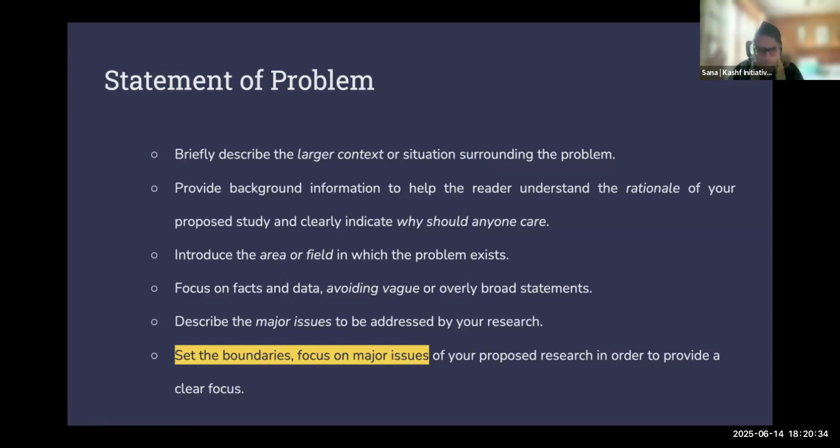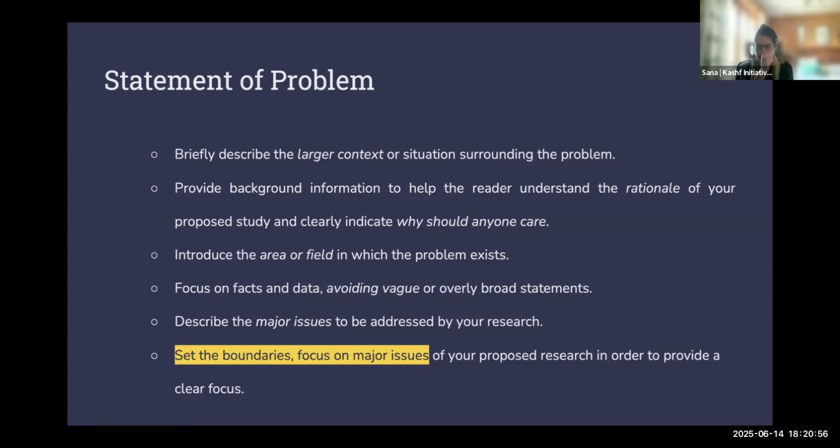Why are you doing what you're doing, and clearly indicate why anyone should be bothered about it. Why should I care about it? Why should anyone care about this topic? So you then introduce the area or the field in which the problem exists. You might focus on facts and data to substantiate what you're trying to argue, what you're trying to understand, what you're trying to study. Please avoid vague and overly broad statements.